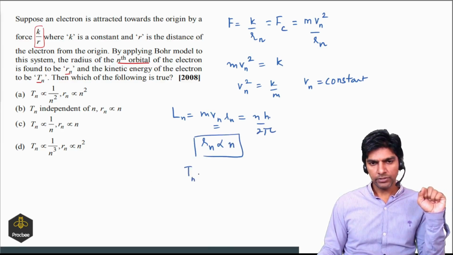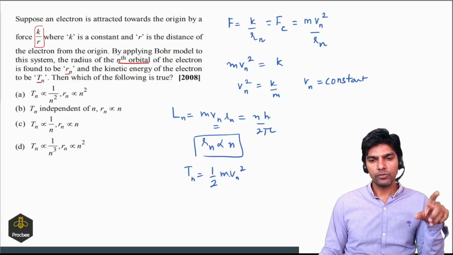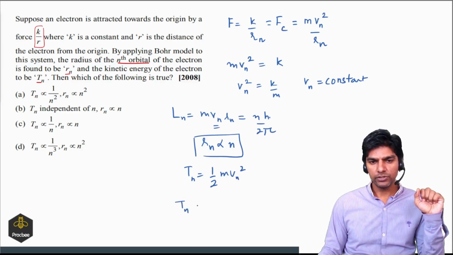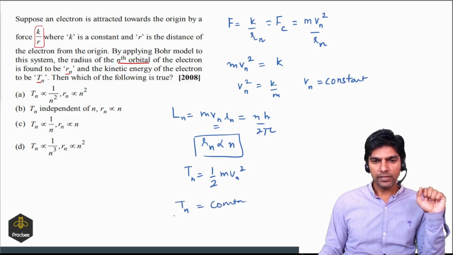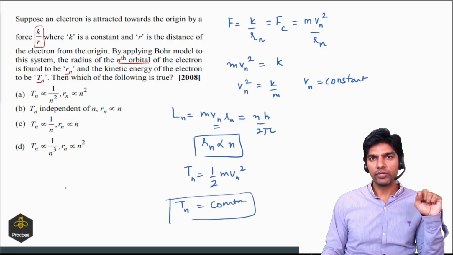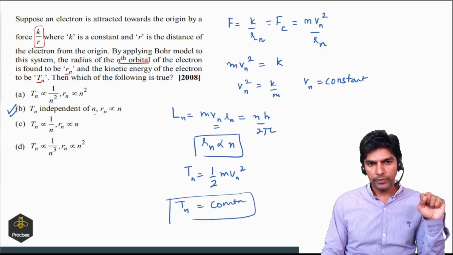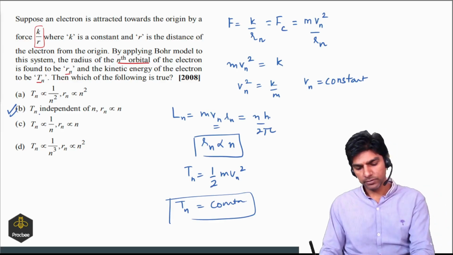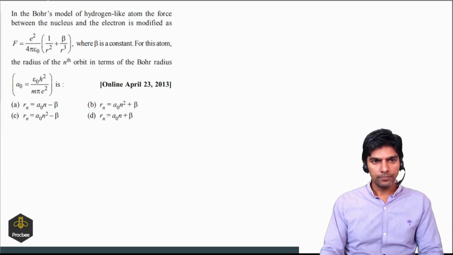And the kinetic energy is half m vn square. Since vn is constant, mass is constant, so kinetic energy is constant. So as kinetic energy is constant, it does not depend upon n. So if you look at option B, it says kinetic energy is independent of n and Rn is proportional to n. So option B is the right answer. Right, so let us see another question.